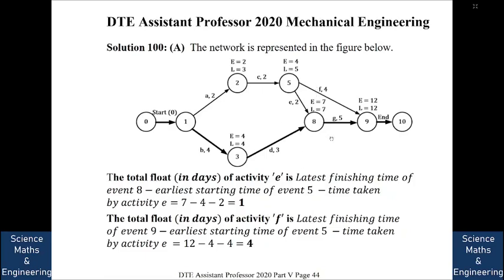Okay, similarly on the critical path there is no float for any activity. Like activity D, latest is 7, earliest is 4, so 7 minus 4 minus 3 is 0, so we have no float here. For activity, suppose C, we see latest is 5 days, earliest is 2 days. So 5 minus 2 minus 2, we get 1 day. Okay. So this is how it is done.